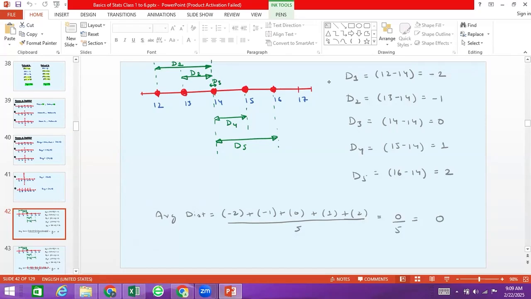Then we calculated each distance, and then we just took an average of all the distances, and that total average distance came out to be 0. Okay. Why so? Because this distance 1 is negative, distance 2 is negative, but distance 4 and distance 5 were positive. So if you add everything together, it will become 0.